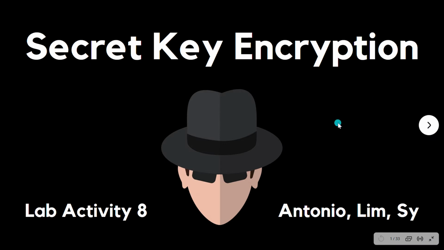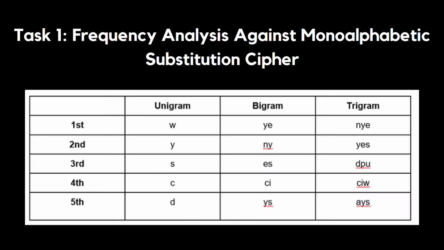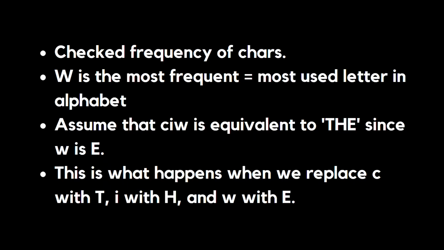Okay, so this is Secret Key Encryption, Lab Activity 8 by Antonia Lemency. Our first task is frequency analysis against monoalphabetic substitution cipher. So this is our table. So we check the frequency. W is the most frequent. We assume that CIW is equivalent to Z since W is E. And this is what happens when we replace C with T, I with H, and W with E.